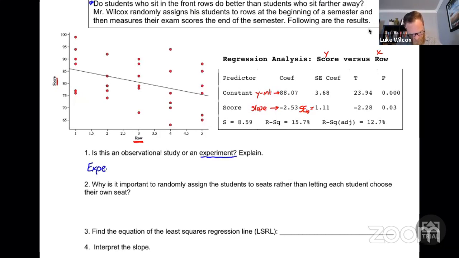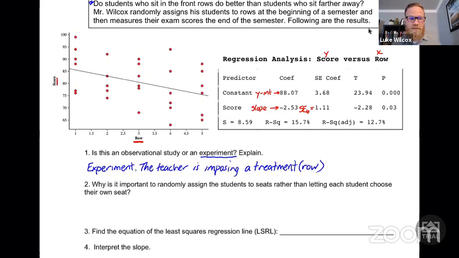And the difference between an experiment and an observational study is that the researcher or whoever's collecting the data has to randomly assign treatments to the subjects. And I did assign row numbers to the students, right? I randomly assigned them a row. So we're going to say here the big difference between observational study and an experiment: for the experiment, the teacher or the researcher is imposing a treatment. And I'm even going to identify what the treatment is here. The treatment for the students that they were randomly assigned was a row, right? Each student was randomly assigned to one of the 5 rows.